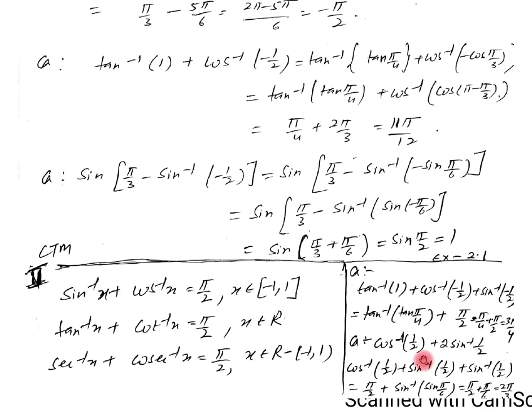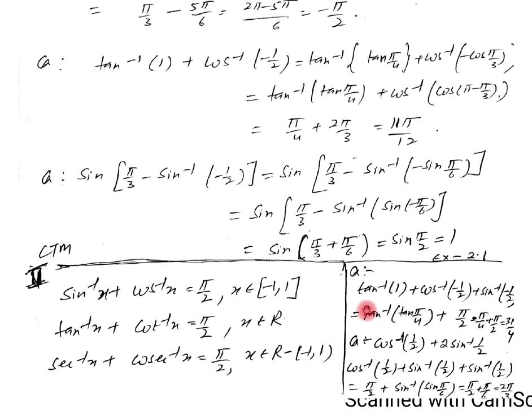See again, these are the results that are making our questions of exercise 2.1 easier. I have introduced these results earlier. The first is sin inverse x plus cos inverse x equals pi by 2; the value of x should be the same when we apply the result. Tan inverse x plus cot inverse x equals pi by 2. Secant inverse x plus cosecant inverse x equals pi by 2.